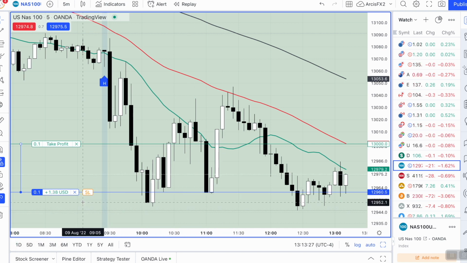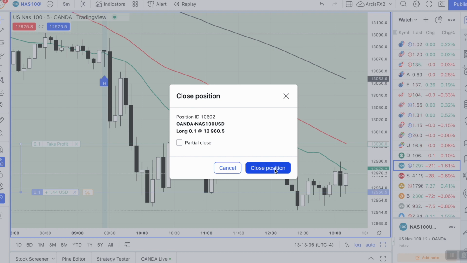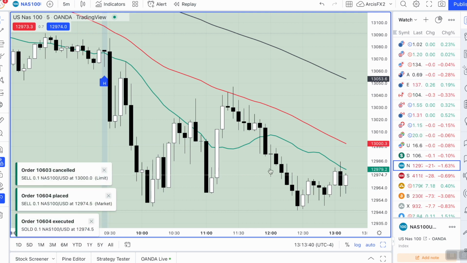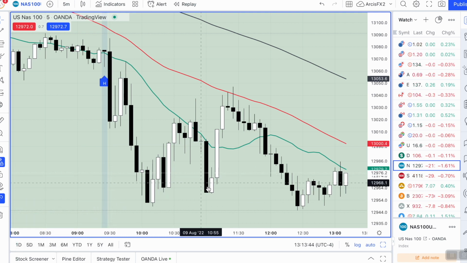So we've got 145. So another $1.50 in the bag already. There we got 144, 145, 150, close position. All right, so that's now $4.50 off this little scalping setup.